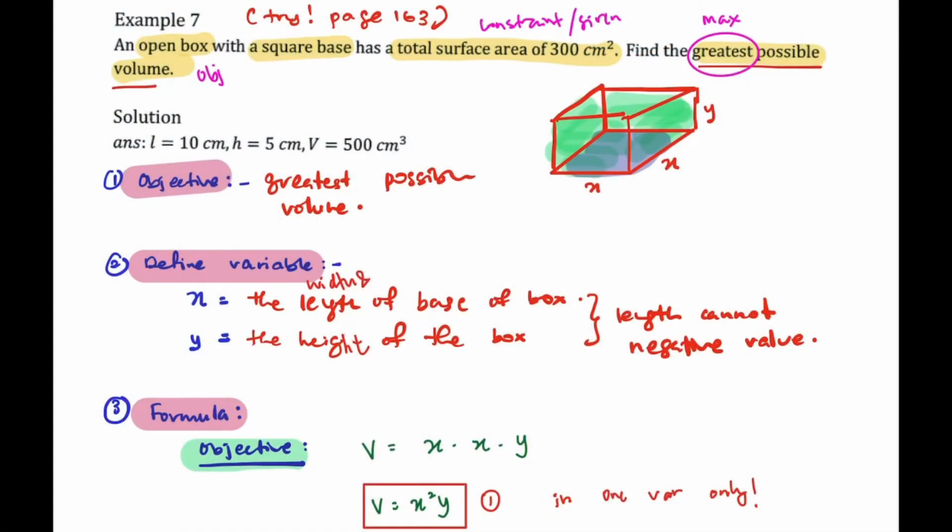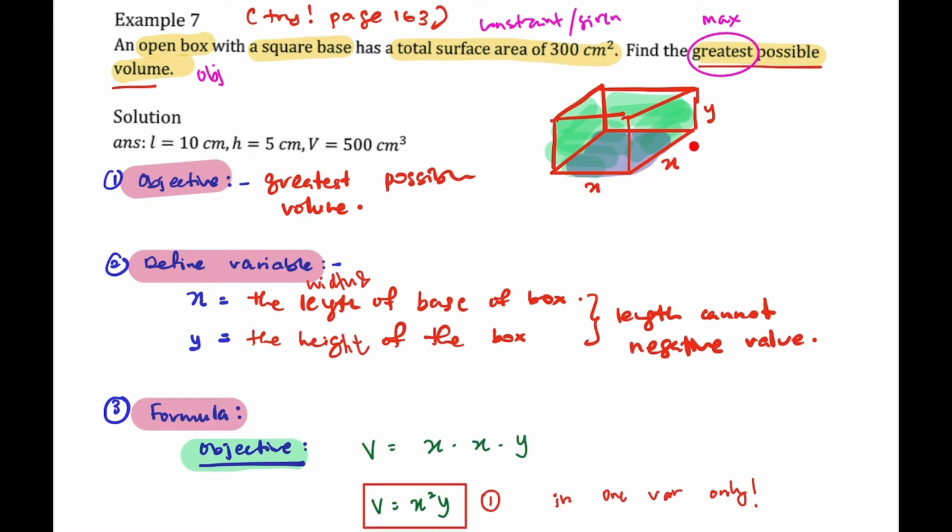Let's go to the final example, example number 7. Let's read out the question. An open box with square base has a total surface area of 300 cm squared. So this is given, the shape is an open box, alright? It's an open box, you don't have any cover. And then you have a square base.